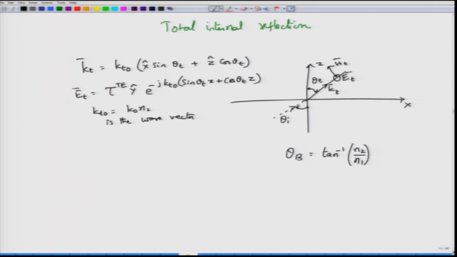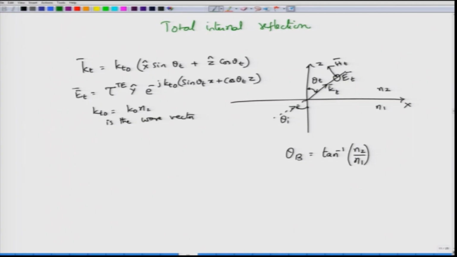Now, what we want to do is to reverse the situation. Earlier we had considered n1 is 1 and n2 is 1.44. This time I am going to consider not the transverse magnetic case that we have been considering, but the transverse electric case. The reason is that in the transverse electric case, the electric field is oriented along the y direction for incident, reflected and transmitted waves. That way I do not have to decompose the electric field vector in my expressions.